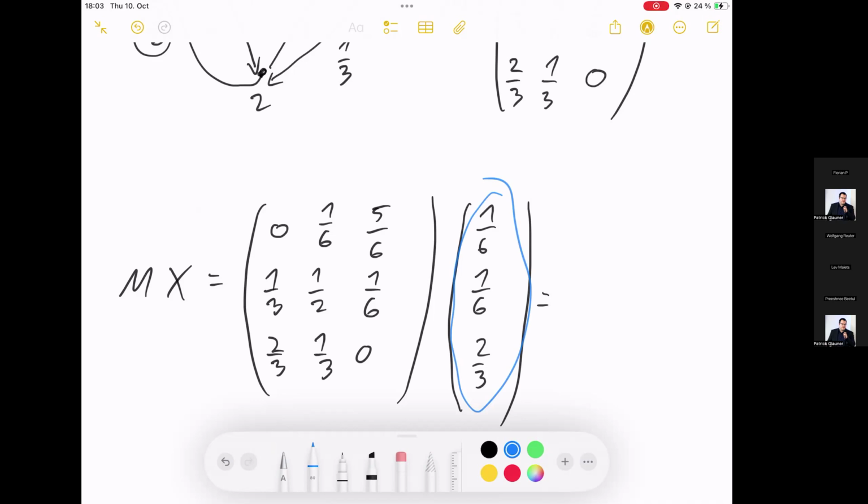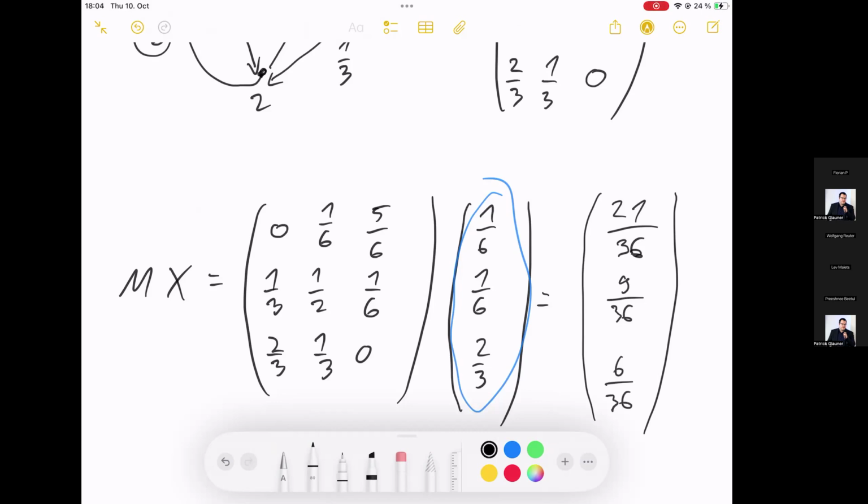You multiply X from the right with M, and you will then have the probabilities of where your marble could be after one time click. Now these are all fractions. You don't need to do this manually. You could use a calculator or just look into the slides. So there's a probability of 21/36 for vertex 0, 9/36 for the next one, and 6/36 for the last vertex. And this is Y. And this needs to add up to 1, but they all have the same denominator. So the numerators are 21 plus 9 is 30 plus 6 is 36. So 36 divided by 36 is 1.